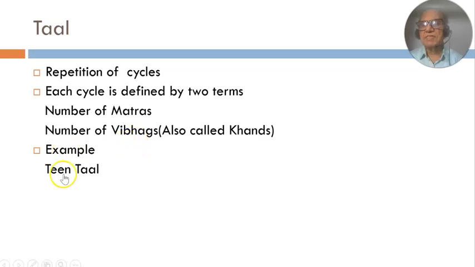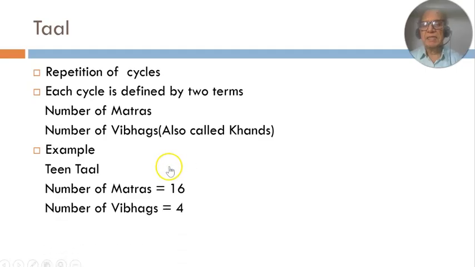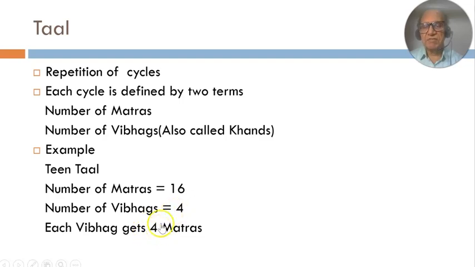So the example of this is teen tal. There are many tals, but right now we are going to concentrate only on one tal, which we call teen tal. Now teen tal has number of matras equal to 16, and number of khands or vibhags equal to 4. So this clearly means that each vibhag will get 4 matras, because there are 4 vibhags, 4 matras in each vibhag. So total is 16 matras.